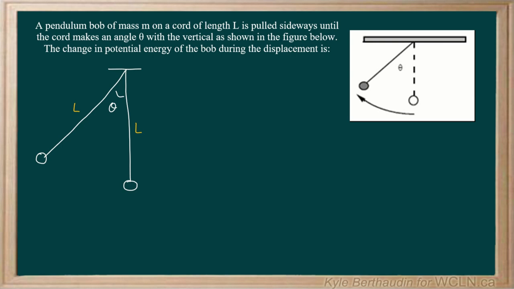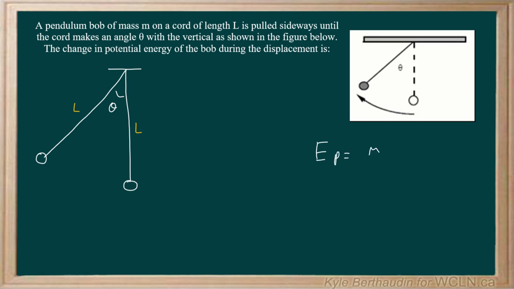A pendulum bob of mass m on a cord of length L is pulled sideways until the cord makes an angle theta with the vertical, as shown in the figure. We want to know what is the change in potential energy of the bob during the displacement. So first, before we start labeling things, let's go to our potential energy equation.